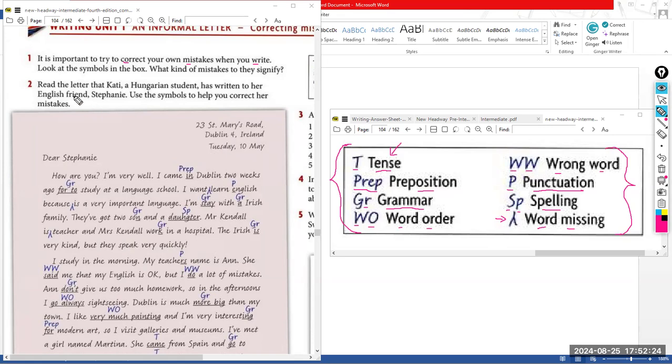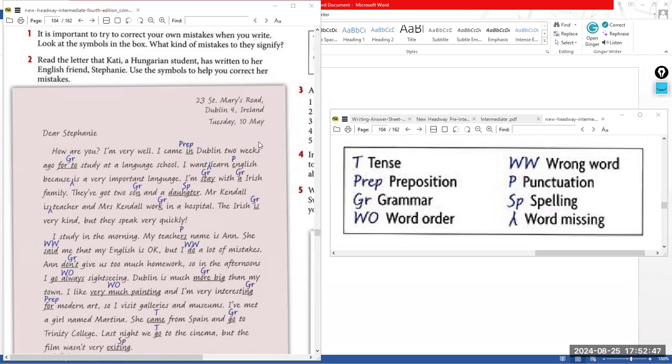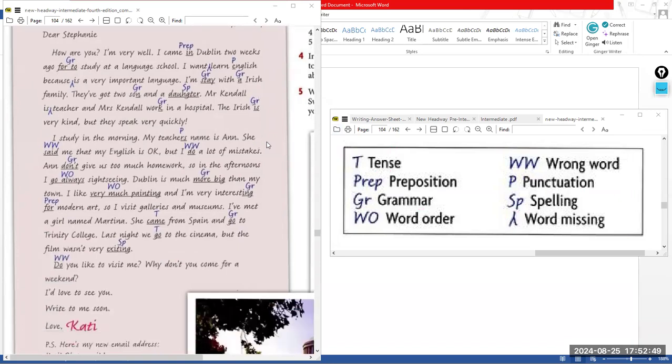So here we have a letter. Let's read the letter about Carrie, I think it is Carrie's letter, and we have to check this letter, and absolutely we have to use these symbols just to check the mistakes that we have in this letter. Let me read the letter, and I'm going to give you the chance to check the mistakes yourselves.